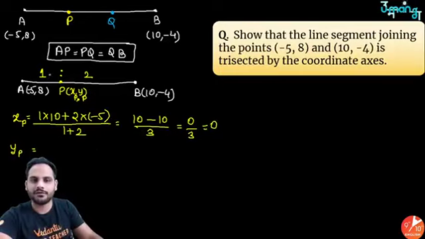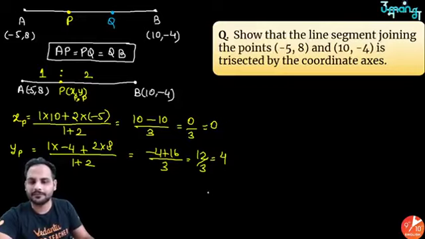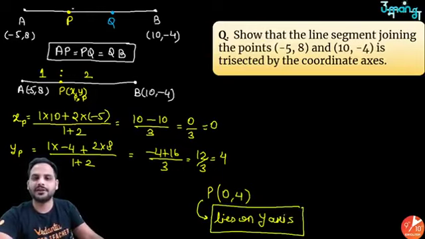Y coordinate will be equal to 1 into minus 4 plus 2 into 8 divided by 1 plus 2. So which is equal to minus 4 plus 16 by 3. Minus 4 plus 16 is 12 by 3, which is equal to 4. So coordinates of this point P is 0, 4, and that means it lies on which axis? X coordinate is 0, so this P lies on y axis. ठीक है? तो देखो, one point of the trisection is present on y axis.